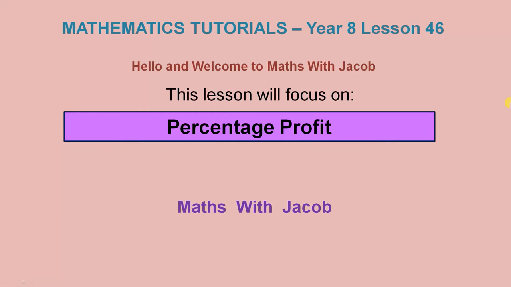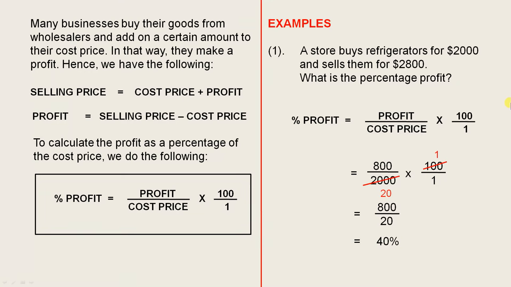This lesson will focus on percentage profit. Many businesses buy their goods from wholesalers and add on a certain amount to their cost price. In that way, they make a profit. Hence, we have the following. Selling price equals cost price plus profit, and profit equals selling price minus the cost price.